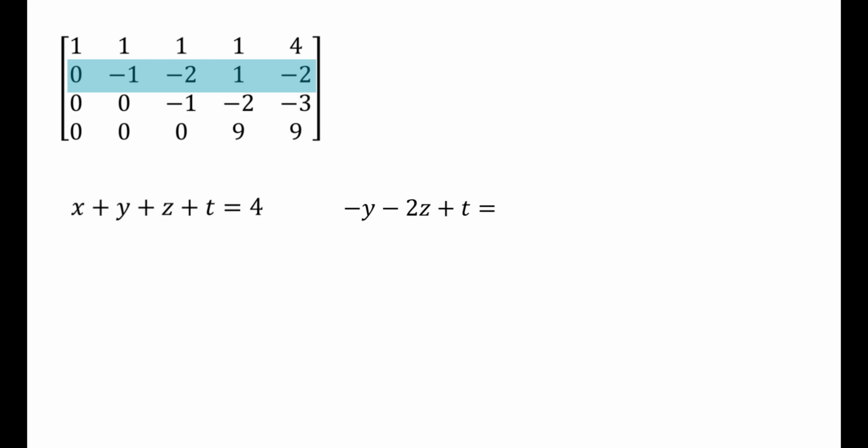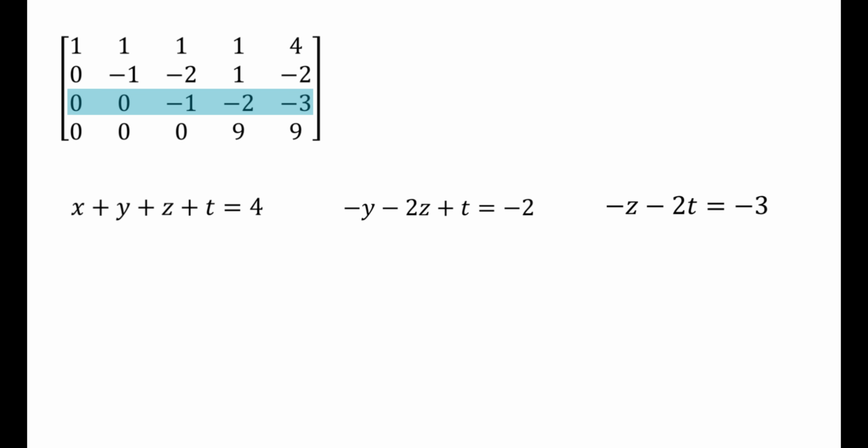Now we'll substitute these variables into the resultant matrix, which gives us equations like x plus y plus z plus t is equal to 4, minus y minus 2z plus t is equal to minus 2, minus z minus 2t is equal to minus 3, 9t is equal to 9. So from this, we'll get t is equal to 1.